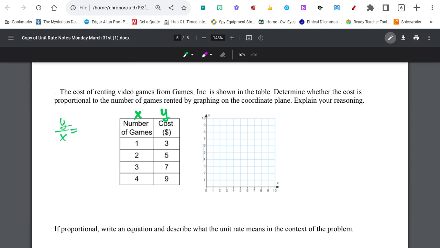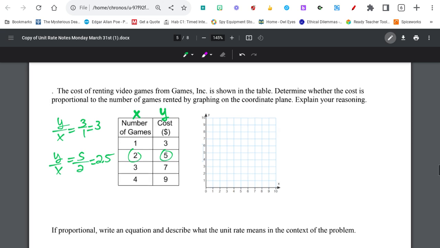divided by X or every dependent divided by independent, then 3 divided by 1 is 3. And for the second one, 5 divided by 2 is 2.5. I can tell you right there that's not proportional just by looking at the dependent divided by the independent. Okay, the Y divided by the X for each coordinate. But I'm going to graph it.